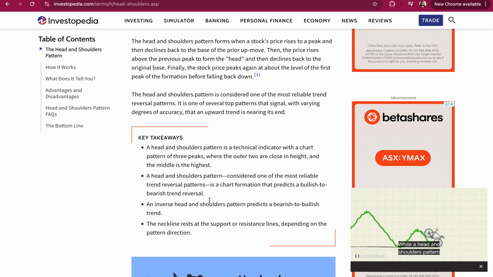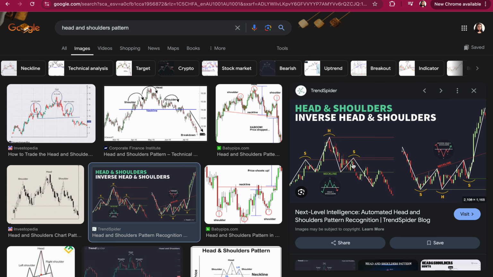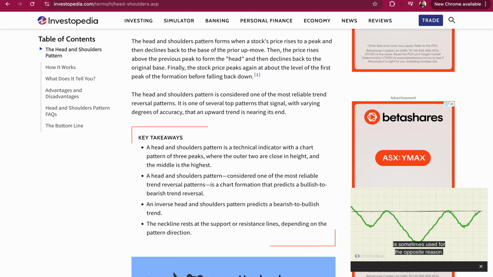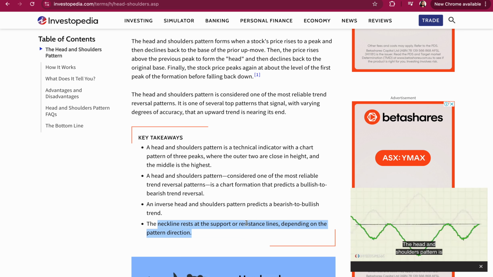Because everyone is looking at this, when it hits this point, everybody will try to sell it down. So that's why things would go down. Or when it goes here, people would speculate it to go up, and everybody is doing the same thing, so it pushes the price up. And in Investopedia, it's giving that the neckline can be support or resistance depending upon the pattern.